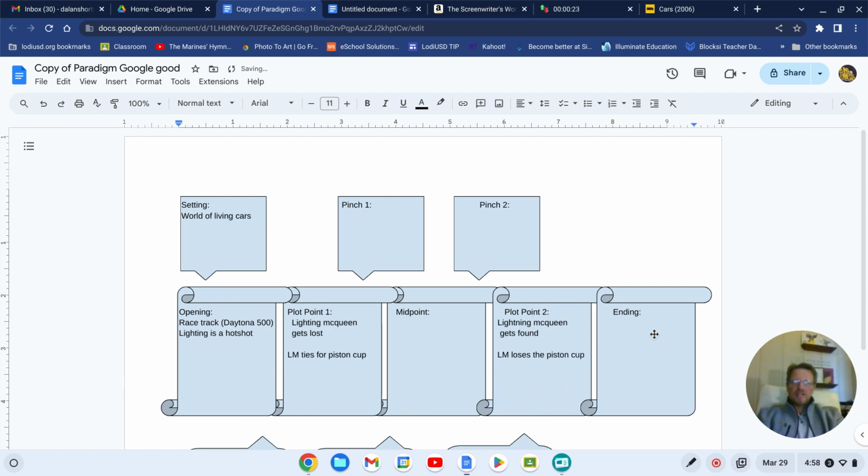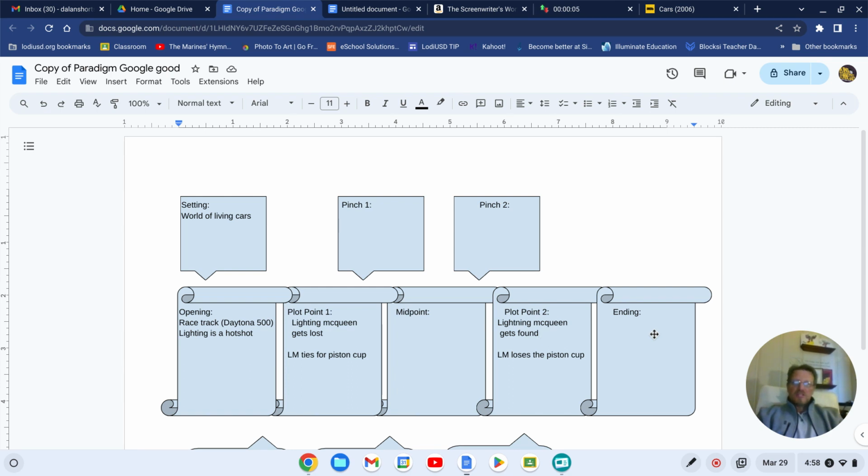Thank you, John Lasseter. Thank you, Disney, for not giving us another magical, oh, and they won, yay. Lightning McQueen actually loses the Piston Cup, yay. That's our plot points. I think it's the first one, Lightning McQueen gets lost, and then Lightning McQueen gets found, but again, you could argue with me.